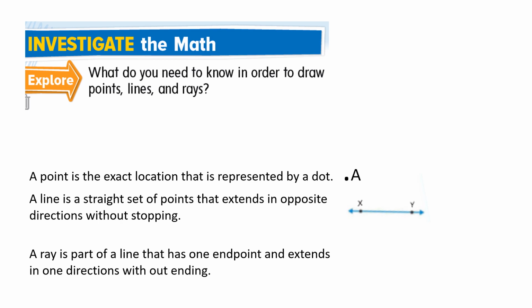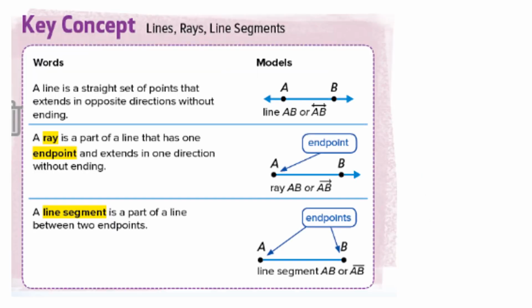A ray then is a part of a line that has one endpoint and extends in one direction without ending. So take a look at this. This is ray AB, and we have one endpoint A, and then we have B, but then see how it extends on going? So here we have our key concepts for this chapter.